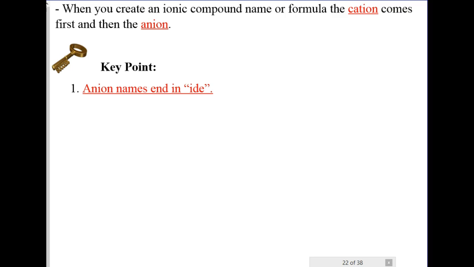Whenever you name an ionic compound, the cation or the metal comes first, then the anion. But always remember to change the anion name to -ide. You have 4 things to name at the bottom of that worksheet. Please name them.